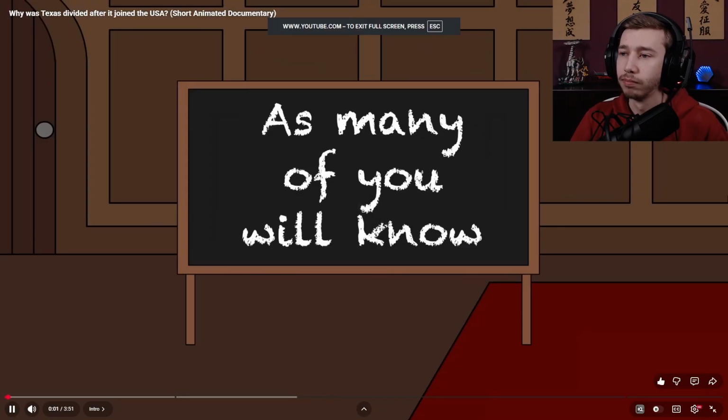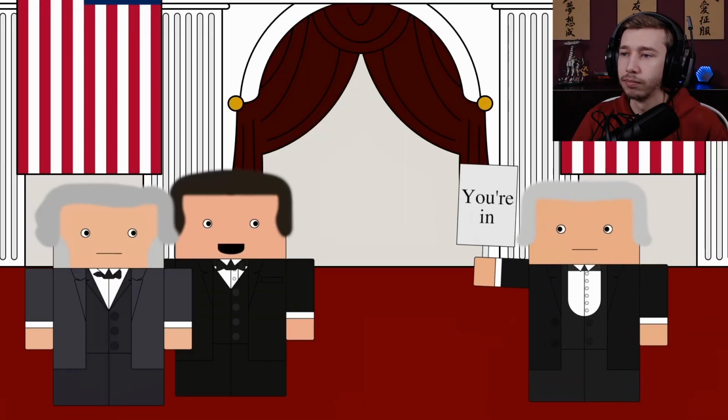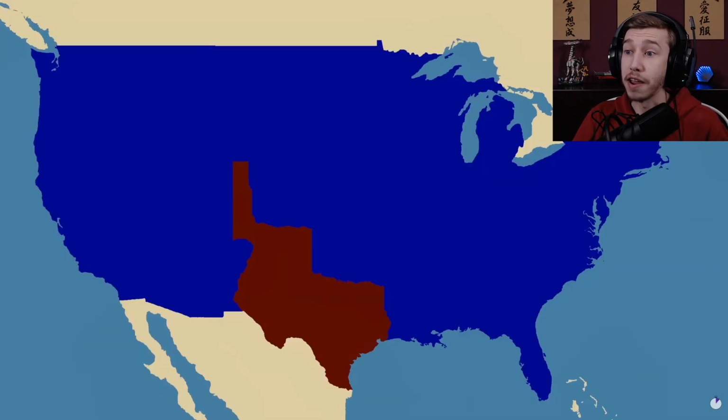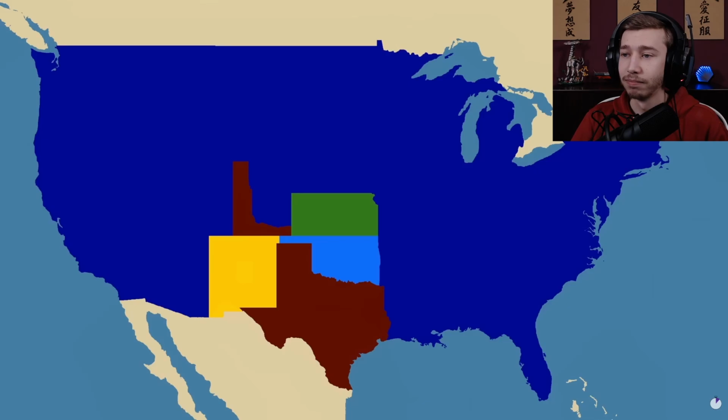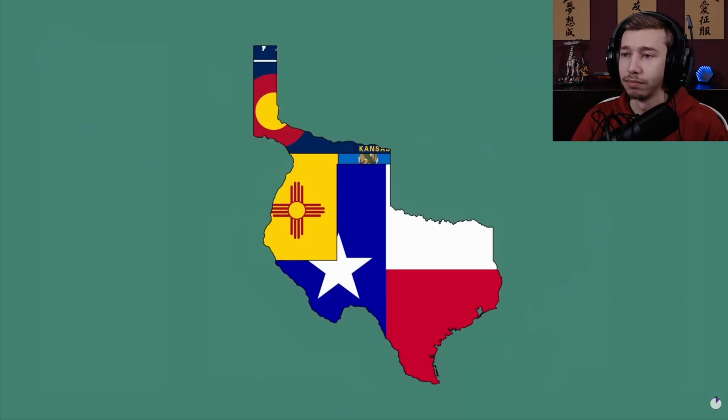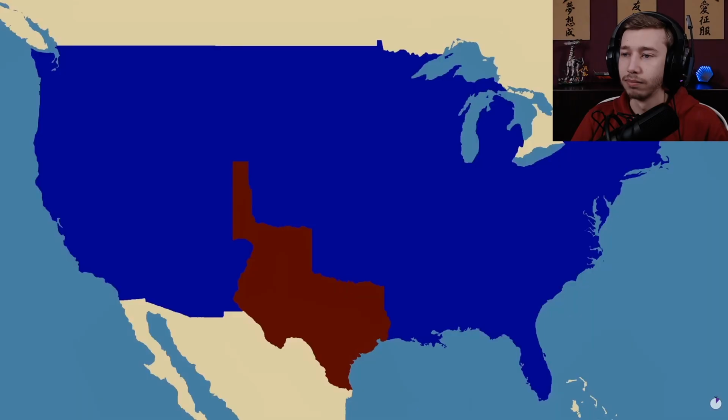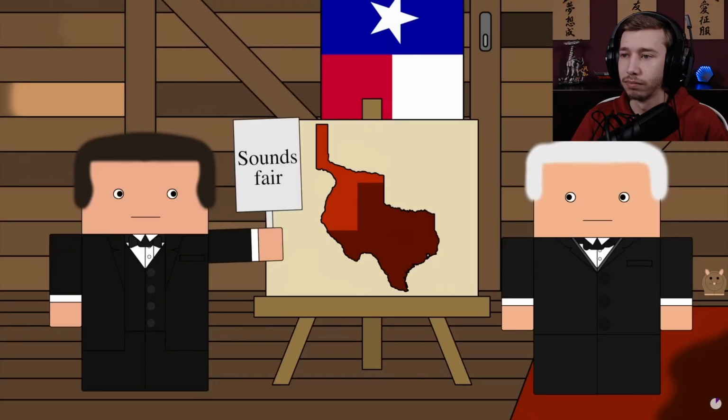As many of you will know, when Texas joined the United States, it looked like this. However, a mere 5 years later, it had lost all of these lands, which nowadays form parts of New Mexico, Oklahoma, Kansas, Colorado, and even Wyoming. This massive loss of land raises an obvious question: why? Why did Texas lose all this territory, and why did the Texans agree to it?